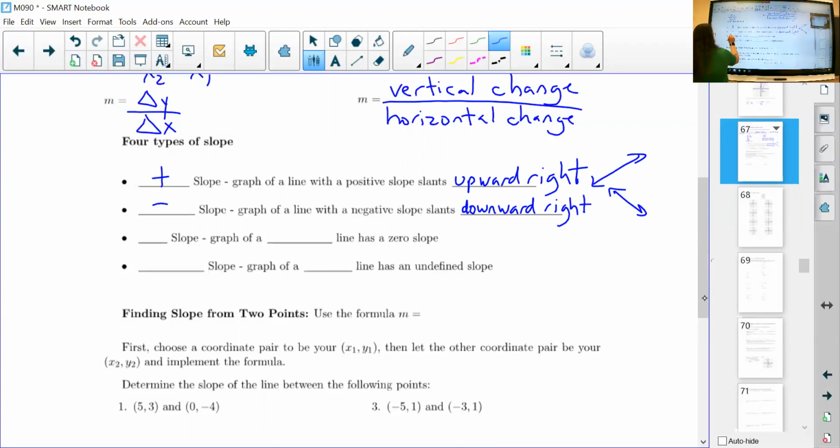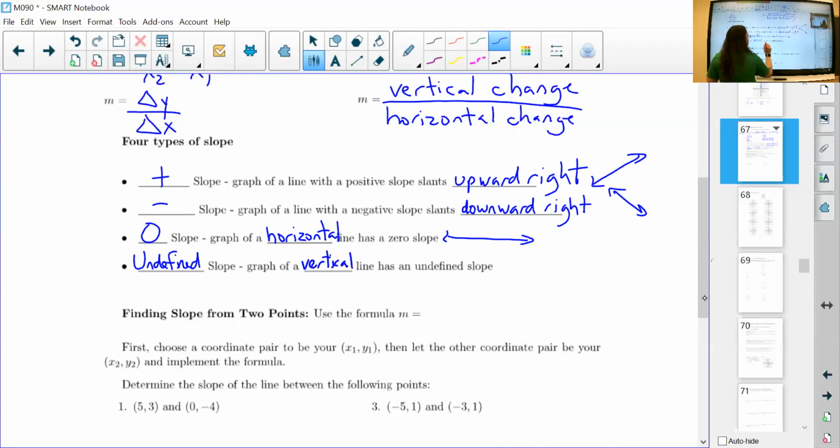It could have 0 slope. If positive means it's going up and negative means it's going down, 0 means it's constant. It's the graph of a horizontal line. And finally, we can have undefined slope. So it's positive, negative, 0, or undefined. 0 is horizontal, undefined is vertical.